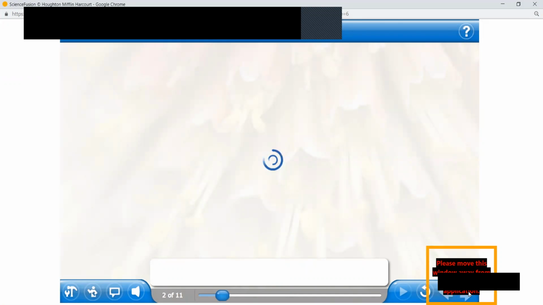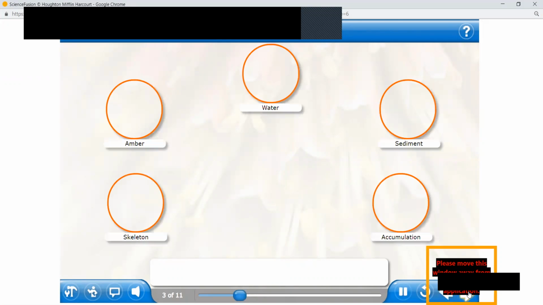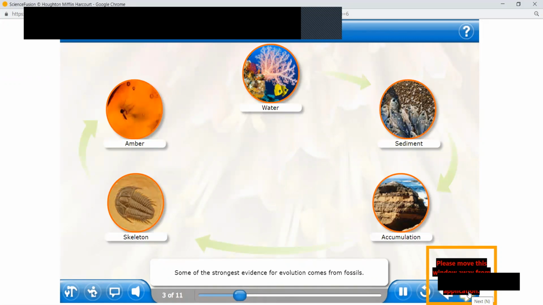Some of the strongest evidence for evolution comes from fossils.